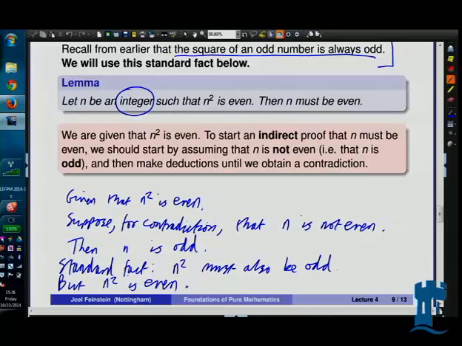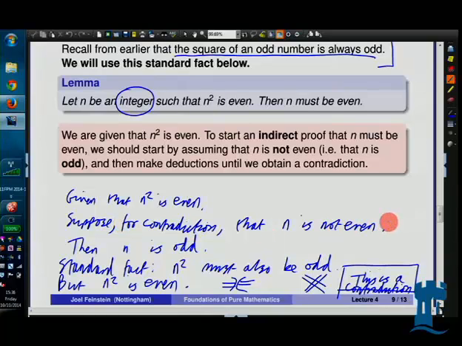What symbol you like to use for a contradiction is up to you. Some people write two arrows pointing at each other for a contradiction. Some people write this symbol. Or you can just say, this is a contradiction. Doesn't matter which of those you do. Okay? Whatever you do, this is a contradiction, which means that your original assumption must have been false. Your original assumption that n is not even is false. So n is even.